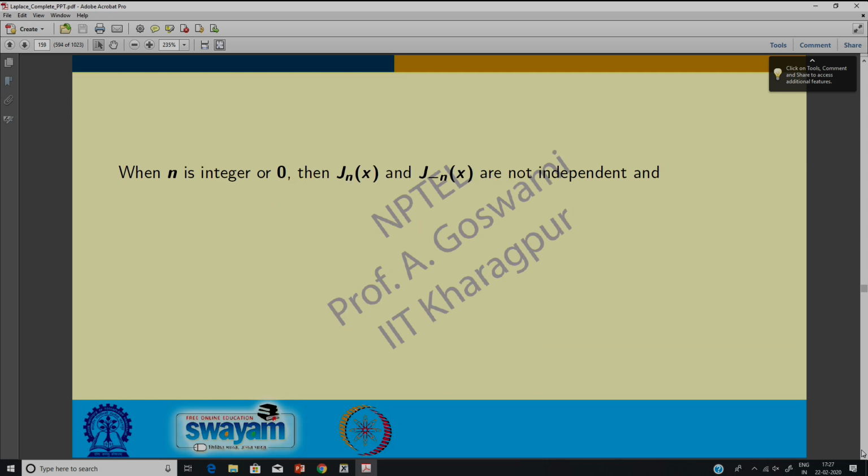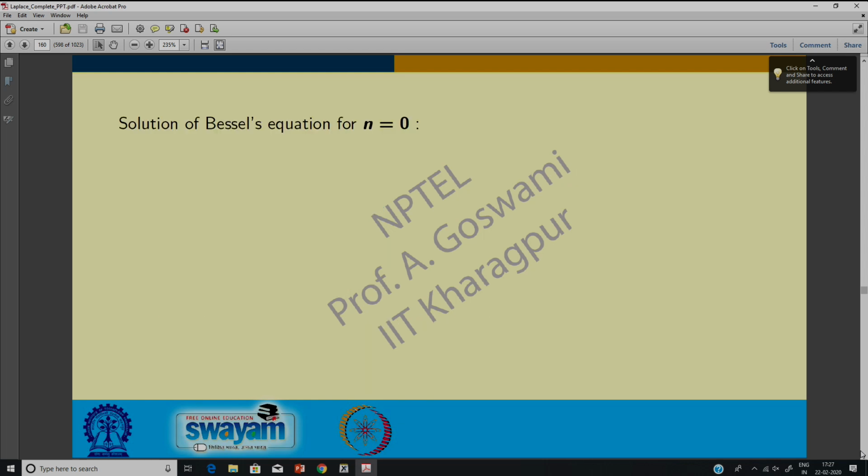And when n is not an integer, then J minus n x equals minus 1 to the power n into J n x. And the complete solution we write as a J n x plus b Y n x. So, you can write down the solution of Bessel equation for n equals 0. Whenever n is 0, your Bessel equation will take the form d2y/dx square plus 1 by x dy/dx plus y equals 0, which is known as Bessel equation for n equals 0.